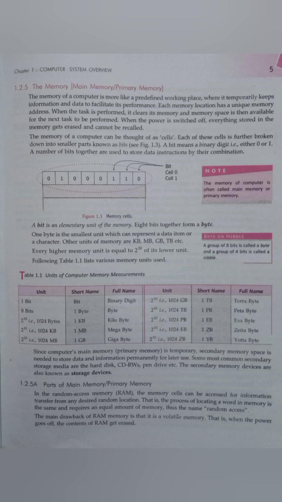Fourth component is primary memory, or we can also call it as main memory. There are 3 types of main memory. First is RAM, random access memory. The main drawback of RAM is that it is volatile. That is, if the light goes off, then all the data of RAM will get erased.